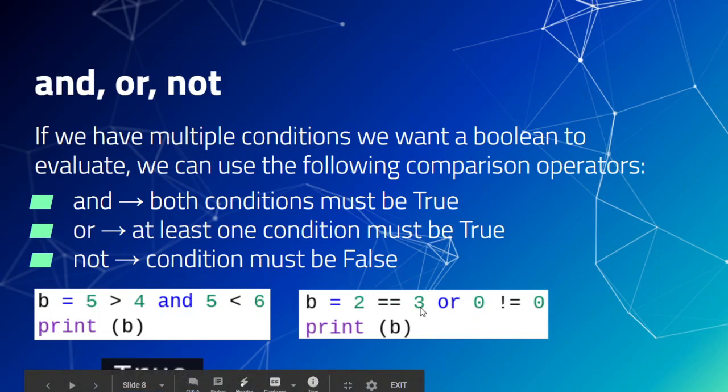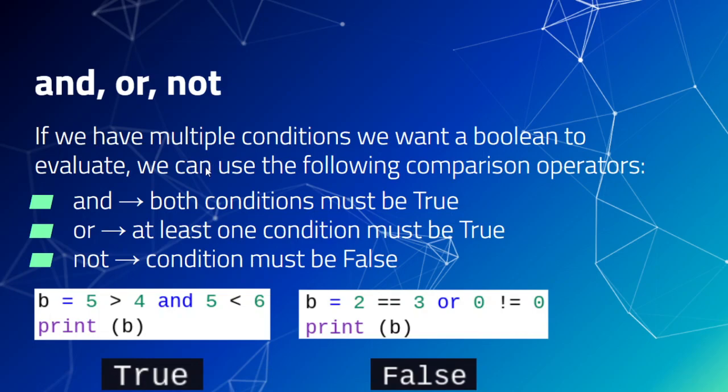The first condition, 2 is equal to 3. Well, we know that's not true. 2 is not equal to 3. So this becomes false. Let's check the other one. 0 is not equal to 0. Well, 0 is equal to 0, so that's also false. So since none of these are true, and we're looking at an OR operator, it's false. As you can see here, at least one condition must be true, and it is not, so our output is false.